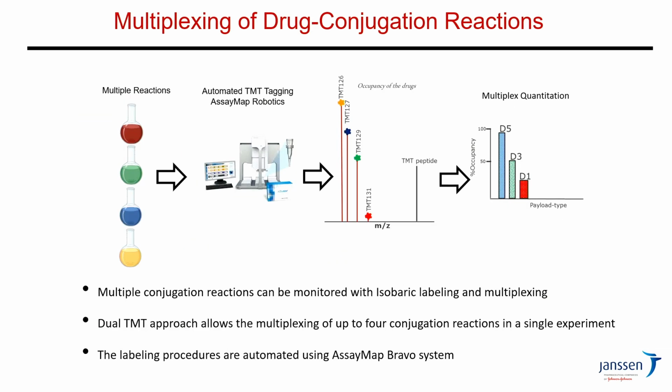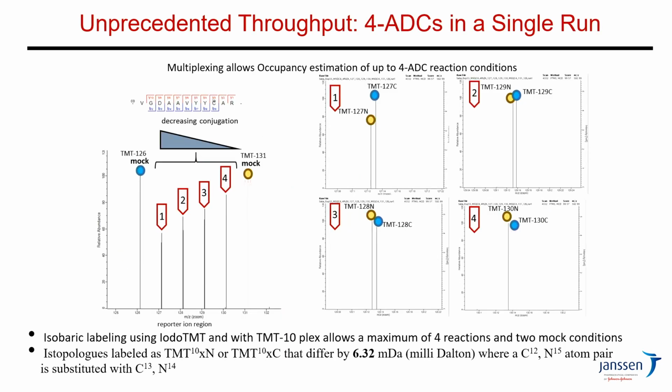So now we can multiplex up to 4, and this is a scheme to do that, and we can completely automate them using an AssayMAP robot to do the labeling as well as the digestion. And here's a quick result showing the use of multiplexing using TMT 10-plex reagents, which are isotopologs. And if you look closely, the mass difference between the reporters for 1, 2, 3, and 4 is about 6 millidaltons. So you need high-resolution mass spectrometry to do the occupancy estimate. For anything more than two samples, up to 4, you need this type of mass resolution.